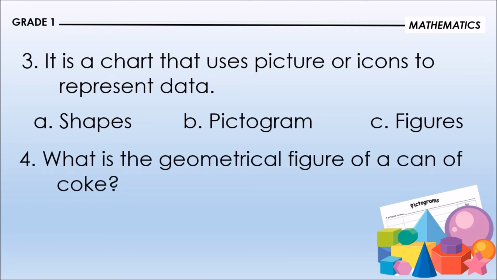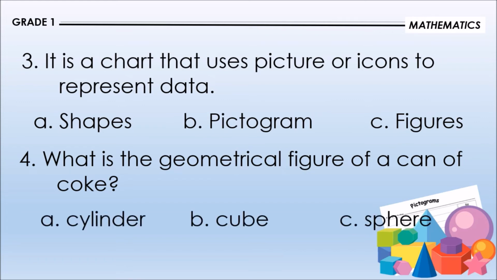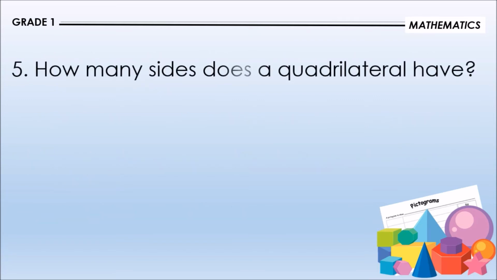Number 4, what is the geometrical figure of a can of Coke? A, cylinder. B, cube. C, sphere. Number 5, how many sides does a quadrilateral have? A, 2. B, 3. C, 4.